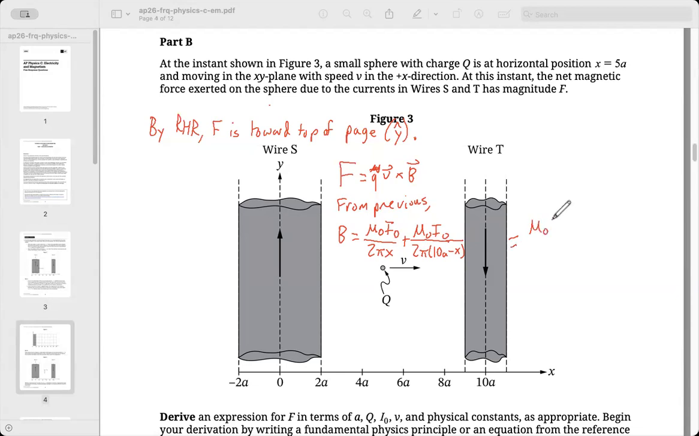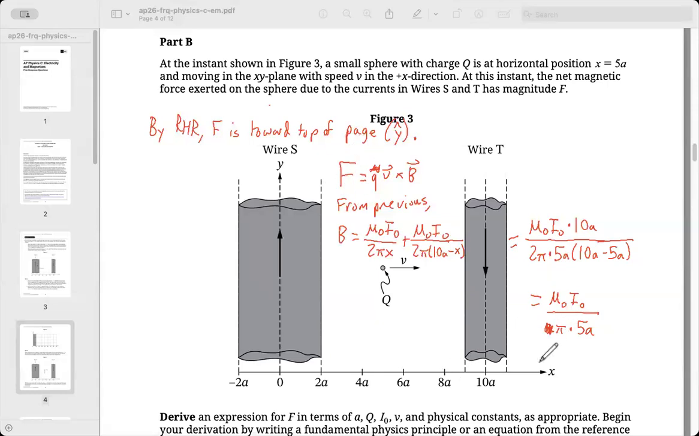Here's what the simplified form looks like. It was mu naught I naught times 10a all over 2 pi times x, which x in this case is 5a. So we'll multiply this by 5a, and then 10a minus 5a. So this is the equation that I used to help me with my graph. We can cancel quite a bit of stuff out. You got mu naught I naught over pi, and then times 5a left over. So that's the magnetic field.